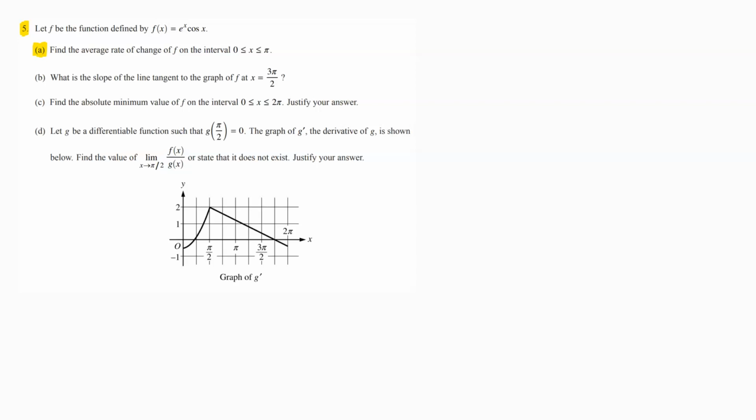Alright, so part A here is asking us to find the average rate of change of this function f over this given interval. Be careful here, this is not asking us to find the average value, this is asking us to find the average rate of change. Average rate of change is just fancy math talk for slope as you have always known it, which is just y2 minus y1 over x2 minus x1.